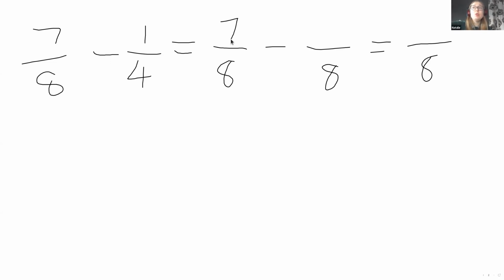4 times 2 would have given me the 8. So I'm going to do 1 times 2 to give me 2. I'm then going to do 7/8, take away 2/8 to get me 5/8. Excellent stuff. And there we have it. That is how we subtract fractions with different denominators.